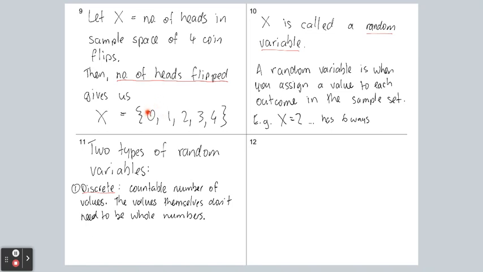Okay? Now, if it turns out that, not for flipping coins, obviously, but if I had, say, 0, 0.5, 1, 1.52, 2.53, that's also still countable, right? So I can say that that's a discrete random variable as well. So it's not about the nature of the numbers that are in the set, but the fact that they are countable. You can count them and finish counting them. Okay? So it's contained. The opposite of discrete is continuous.